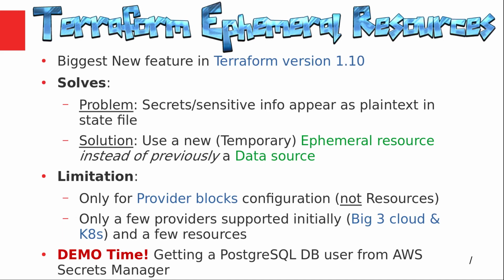Terraform Ephemeral Resources. This is a new feature in the latest version of Terraform, version 1.10. It's not like ephemeral VMs or anything like that. It's something completely different. It solves a problem that's been around for years, which is that secret/sensitive information that you have in your configuration appears as plain text in the state file. Even though you can encrypt the state file, this is really not good to have them appearing as plain text.